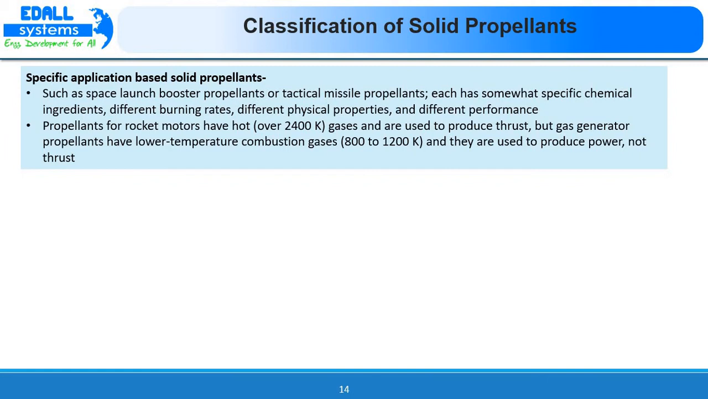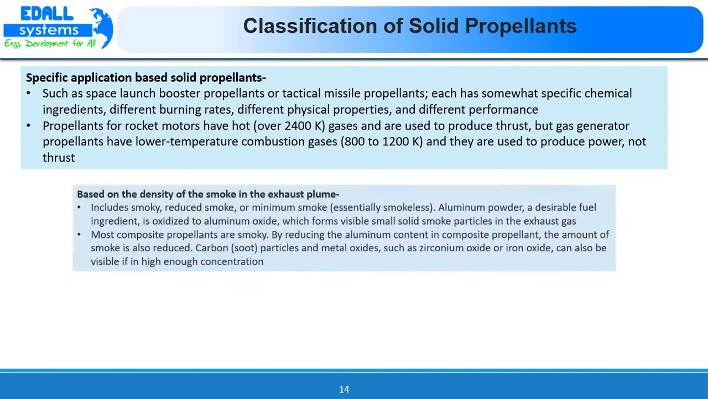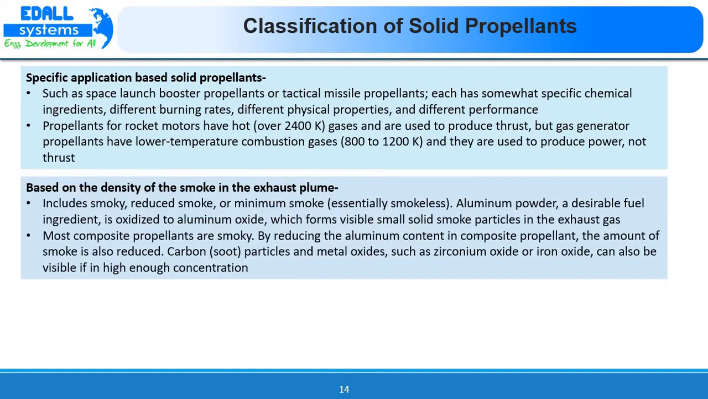So based on specific applications, we have some solid propellants which are used for space launch boosters or tactical missiles, where each of them has somewhat specific chemical ingredients, different burning rates, different physical properties, and different performances. This is true because the application varies from small tactical missiles to huge space launch vehicles. Then the next category is based on the density of the smoke in the exhaust plume; they can be classified as smoky, reduced smoke, or minimum smoke, essentially smokeless.